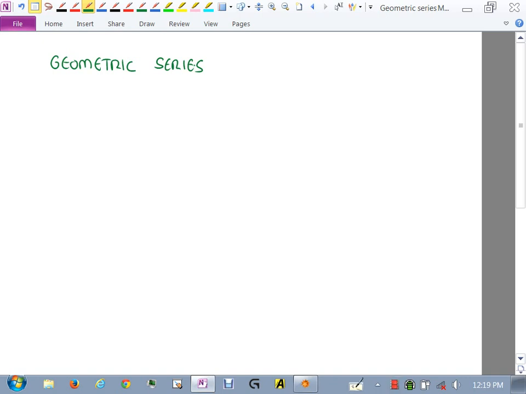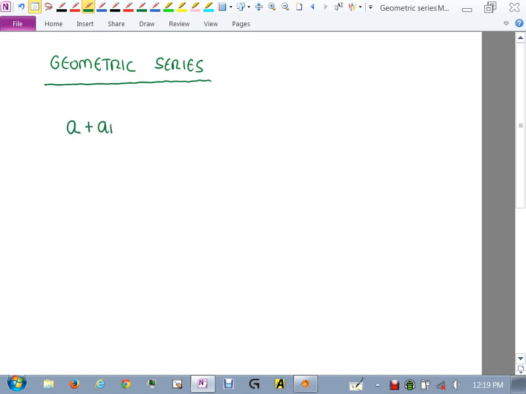Geometric series is a classic series. It's a very well-known series. It behaves a certain way. It has to look a certain way. So what do they look like? What does a geometric series look like? Here it is. All geometric series have this form.